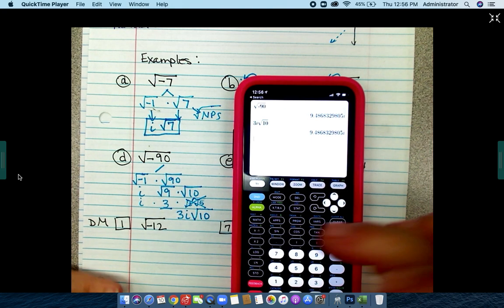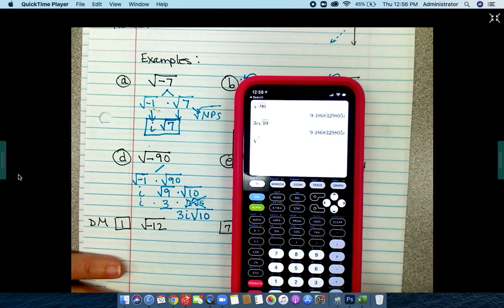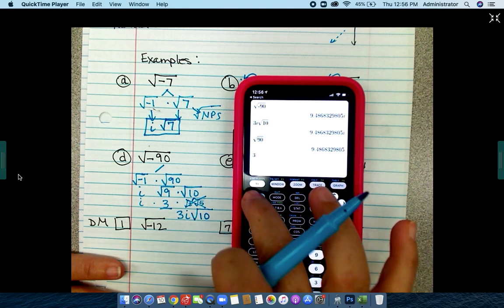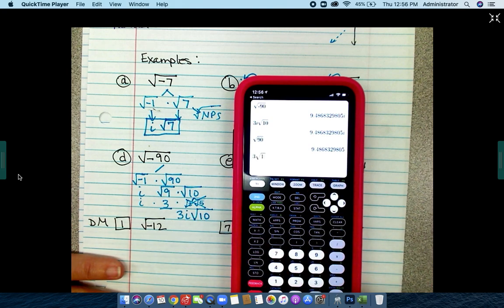Now, of course, a shortcut might be that you simply leave out the negative altogether and just type in the square root of 90 and then 3 square root 10. But if you forget the i when you type your answer into Delta Math, it's going to be wrong, okay?